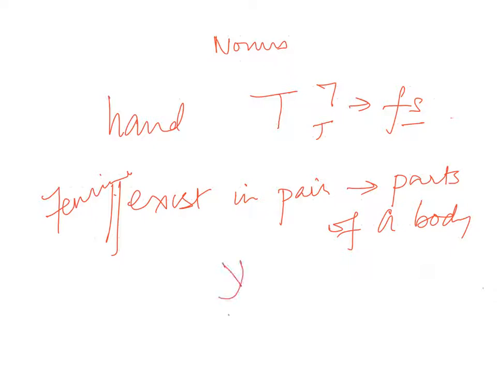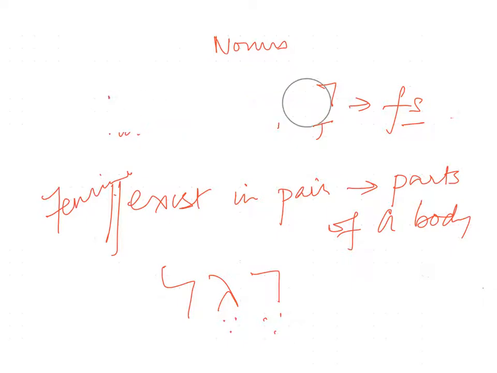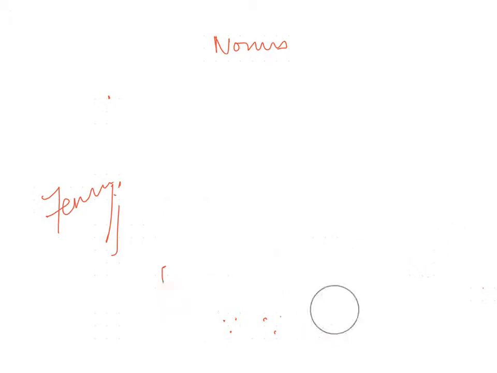Or what about ayin? Ayin is eye, and it's a pair of eyes. So it's part of a body that exists in a pair, and therefore it is feminine. What about regel? Regel is foot. Is the word foot. Regel. Now regel again refers to a part of a body that exists in pairs, and therefore it's going to typically be feminine. Now we spoke about masculine singular and feminine singular so far.